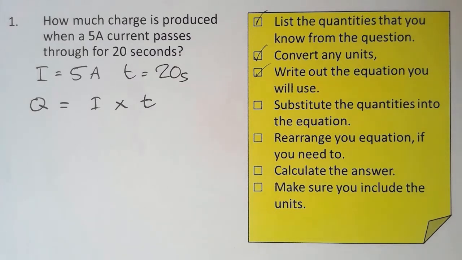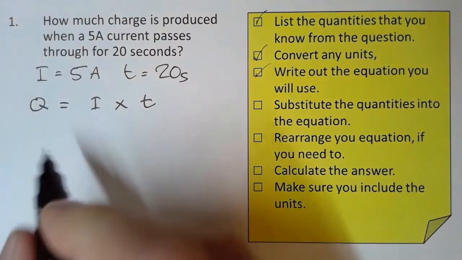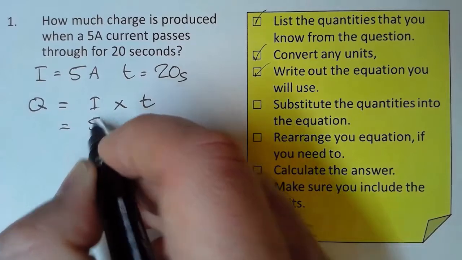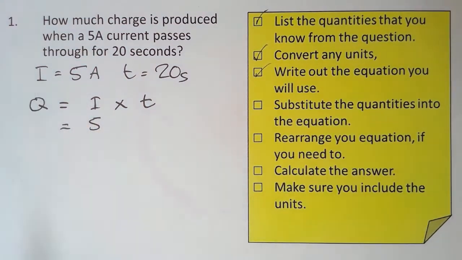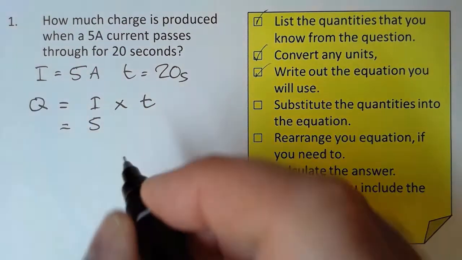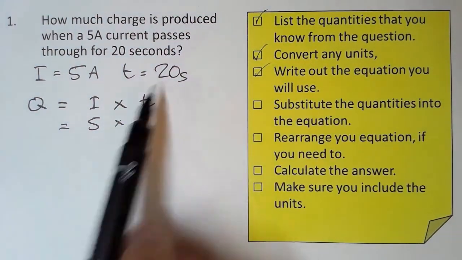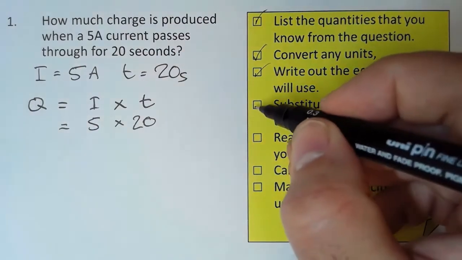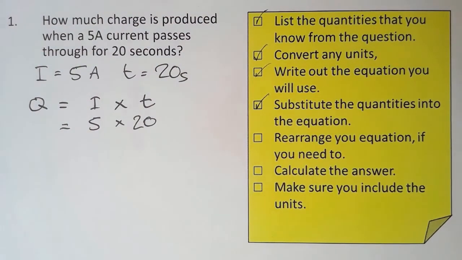Next, substitute the quantities into the equation. Okay, so we've got the current, so we're going to put the current here. Substitute just means to write the numbers into the equation instead of the symbols. So current is 5 and time is 20 seconds. So there we go, and you get a mark for that in the examination. Even if you mess up the calculation, as long as you have that, then you at least get some marks in your exam. Though it's really important that you write it out.